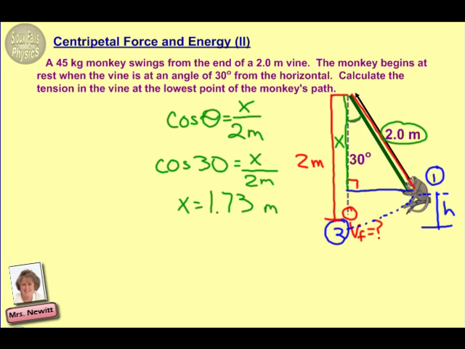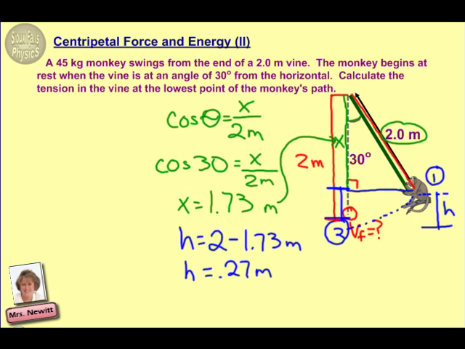Well, if we know that this is 1.73 meters, and we know that the whole entire thing is 2 meters, then the difference between those should be the height that the monkey is initially located at. So the height would just be taking the entire length of the vine, which is 2 meters, subtracting off that side, and we end up with a height of 0.27 meters as the monkey's starting point from the beginning of his path.